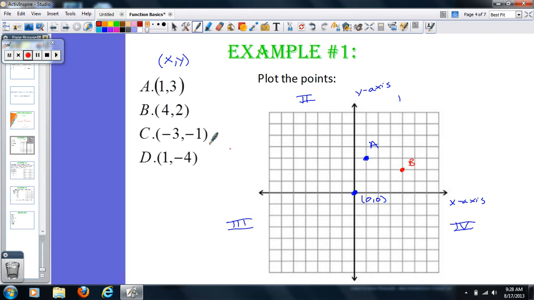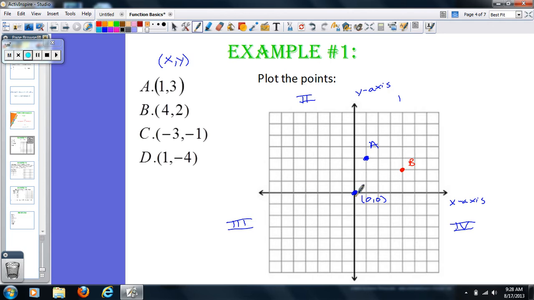This is letter B. We use blue, let's go to black. So for letter C, now we're looking at something a little bit different. Now we have a -3 and a -1. Well, just use that number line idea.